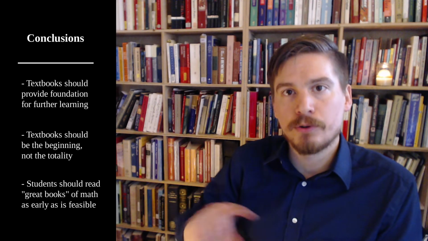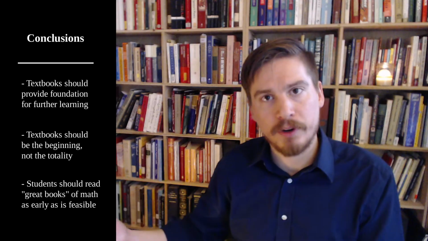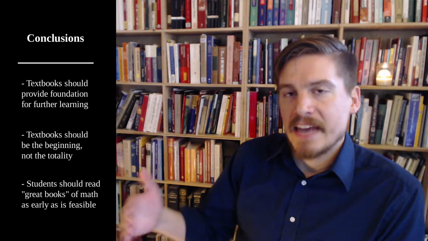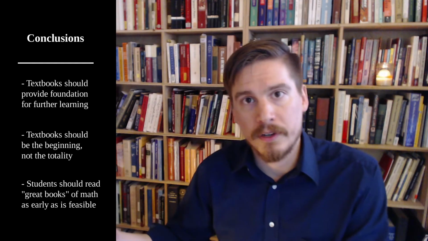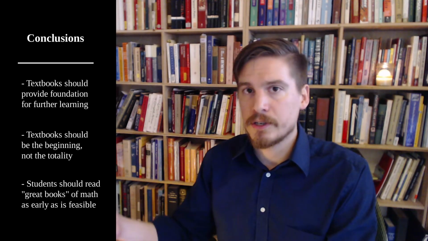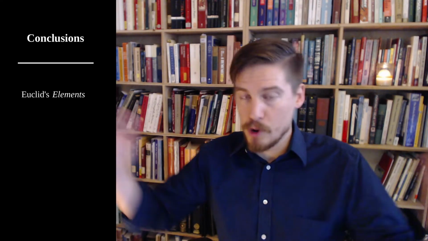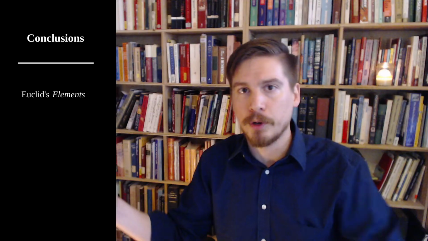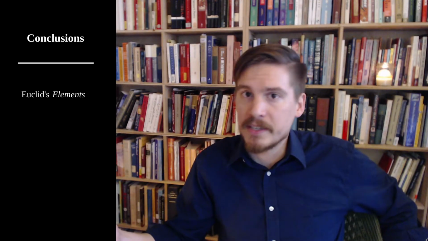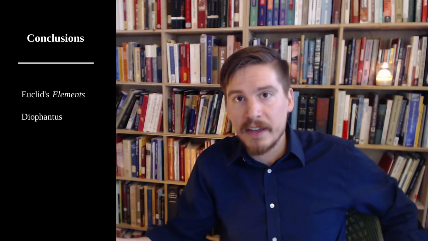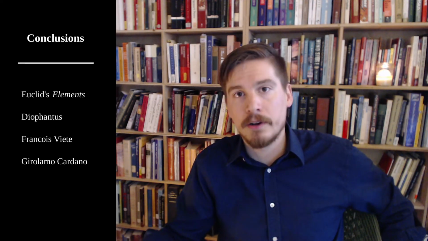So students should read the quote-unquote great books of math as early as is feasible for them to do so. So geometry students should read selections from Euclid's Elements. When I say selections, I mean broad chunks, not just a few propositions pulled out here and there, because that wouldn't make any sense. But broad chunks of Euclid's Elements. Book 1's a really good place to start. Algebra students should read selections from Diophantus, from Vieta, from Cardano, from Descartes.